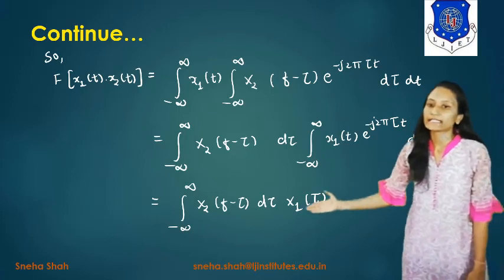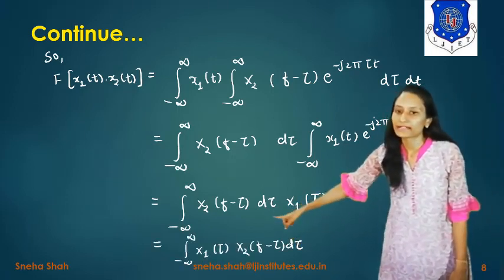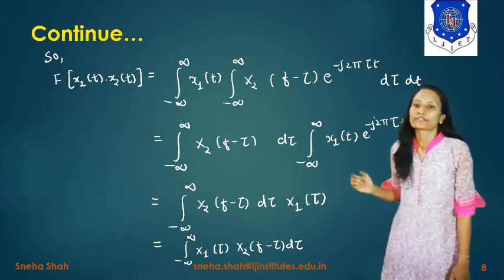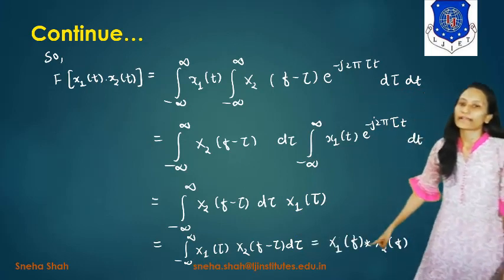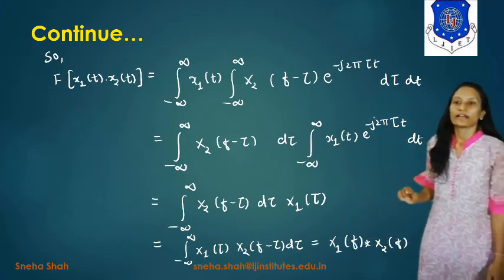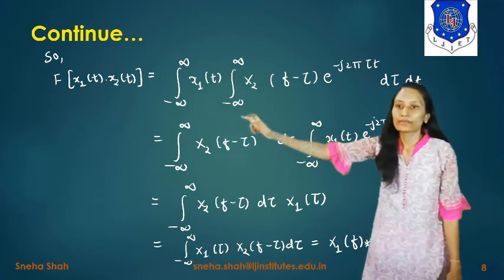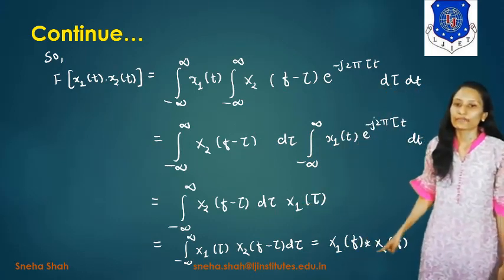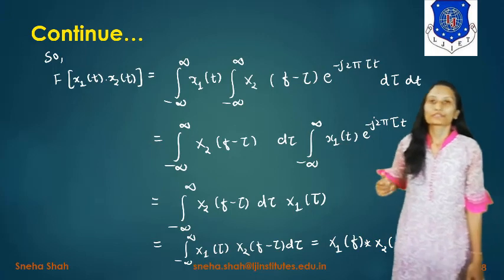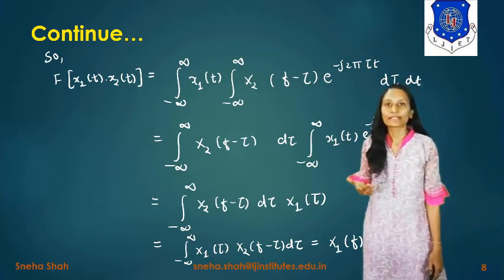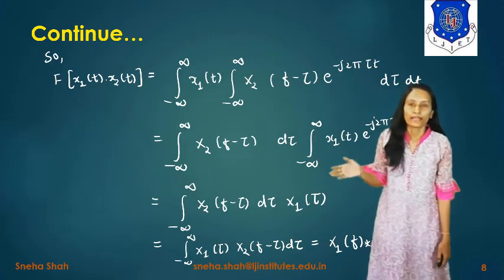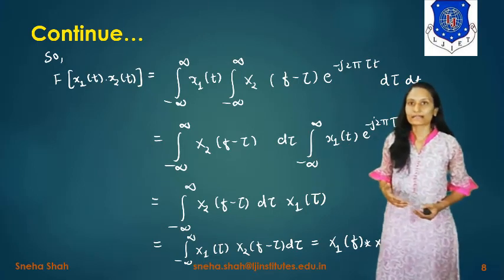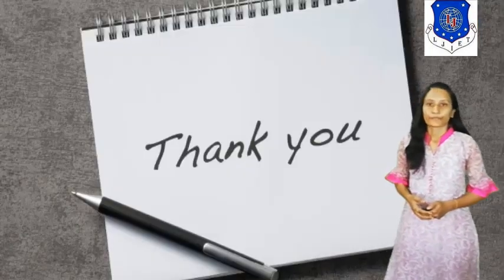Rearranging this, it is integration from minus infinity to infinity of X1(τ) times X2(f minus tau) dτ. So this is the convolution of X1(f) with X2(f). So if we take the multiplication of any two signals in the time domain, then corresponding to that in the frequency domain, it is represented as the convolution of these two terms. This way we can find any property of the Fourier transform and prove it. In the next session, I will explain more properties of the Fourier transform, and we will solve some examples based on that. Thank you so much.